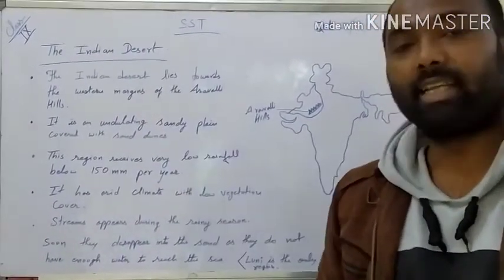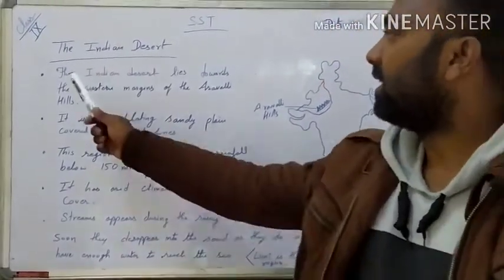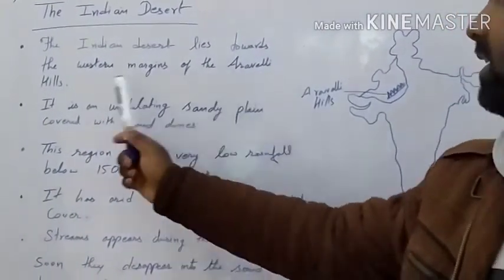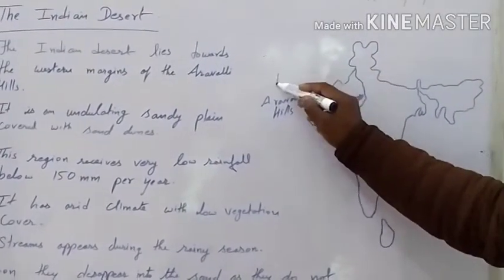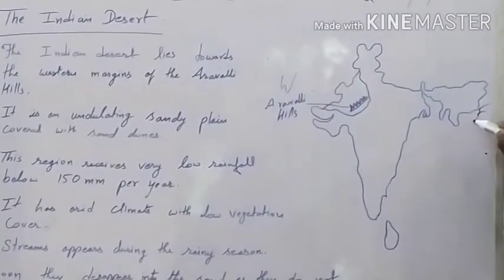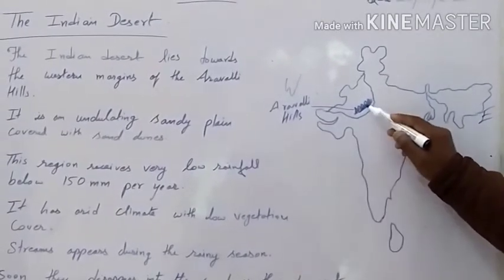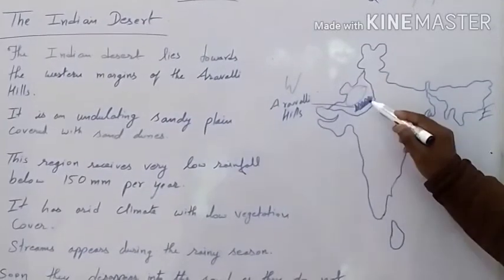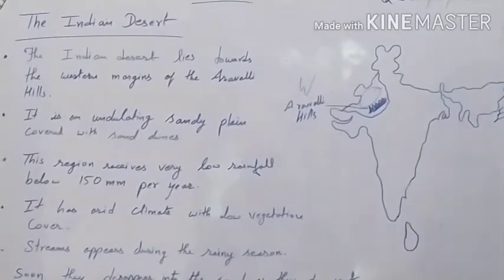We are going to discuss the Indian desert. Okay, let us start with this. The Indian desert lies towards the western margin of the Aravalli hills. As you can see in the picture, this side is your west, this is your east, and this is your Aravalli hills. The desert region lies towards the western margin of the Aravalli hills, so you can locate where the desert is.